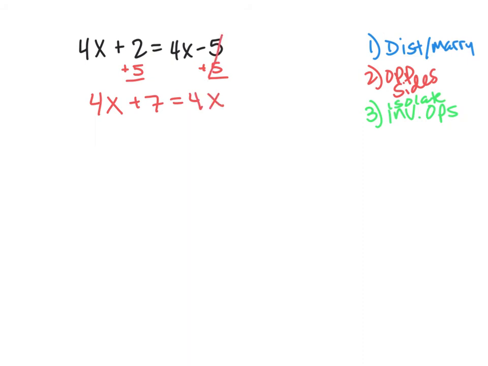I want to move this 4x over away from that 7. And that canceled out. 7 is still there. 4x minus 4x is actually 0. So I end up with an answer of 7 equals 0. And we all know 7 doesn't equal 0. That's not true. So this would be no solution.